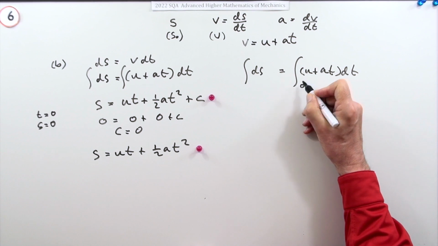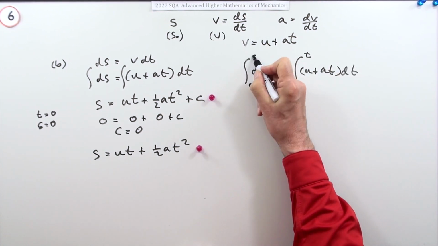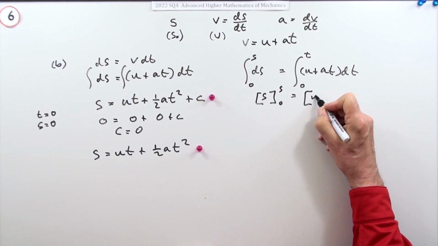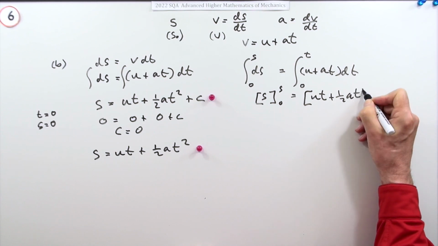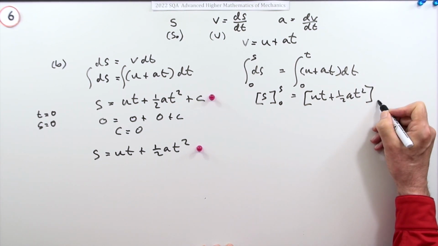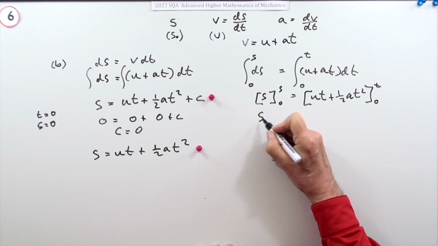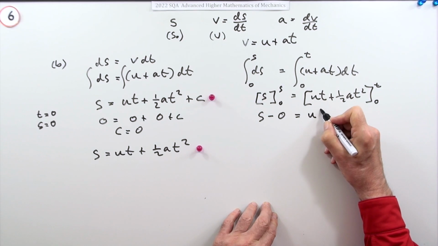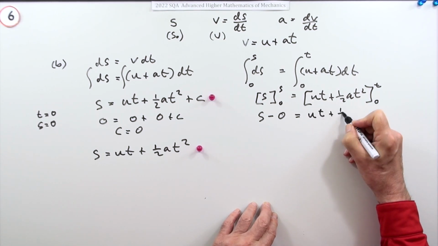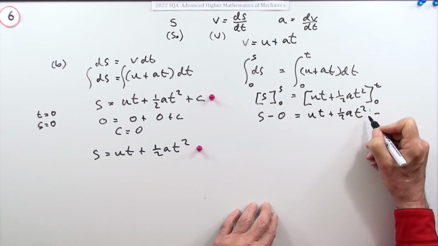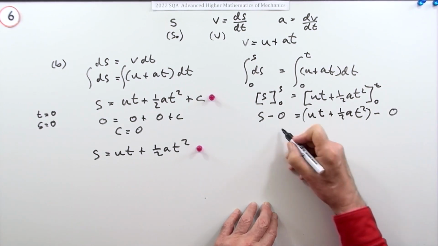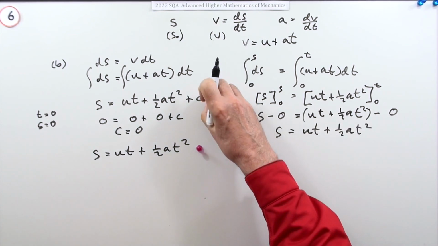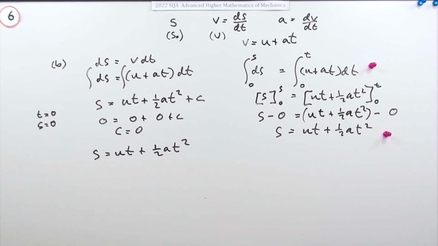Here it would be the time goes from 0 to t, the distance goes from 0 to s. So you've got s going from 0 to s of ut plus a half at squared, integrating it up over t, goes from 0 to t. So you've got s minus, well, I shouldn't have put that in, I've done it now, equals ut plus a half at squared. I'll just put minus 0. So s equals ut plus a half at squared. So introducing limits, integrating it.